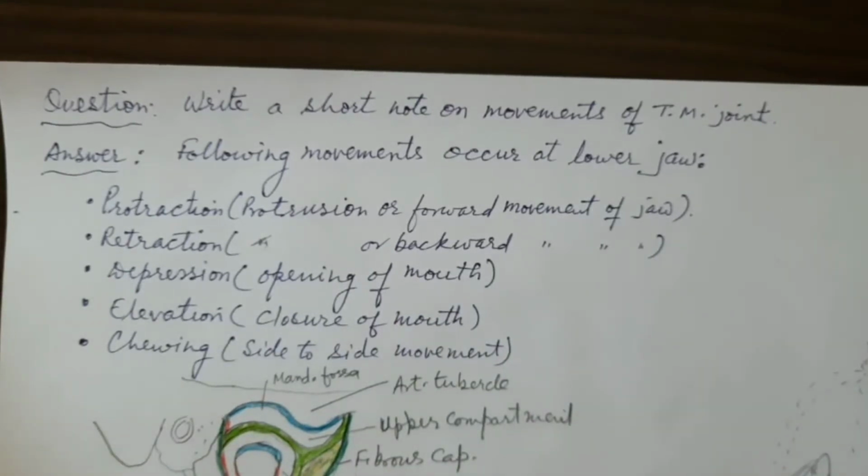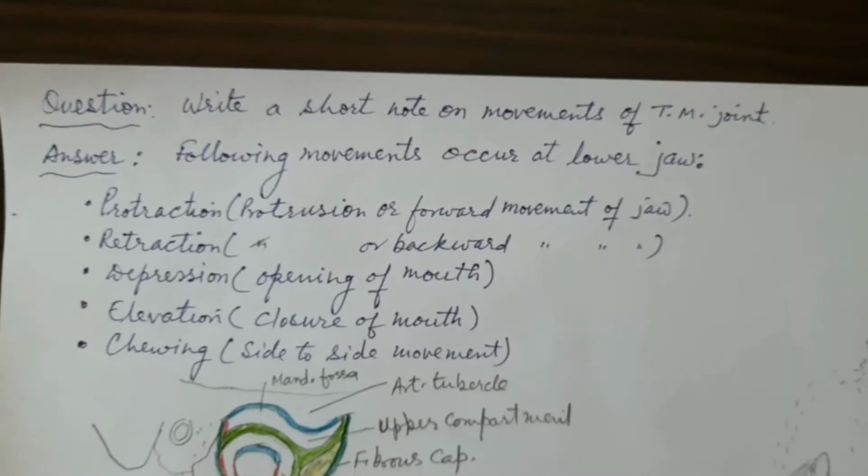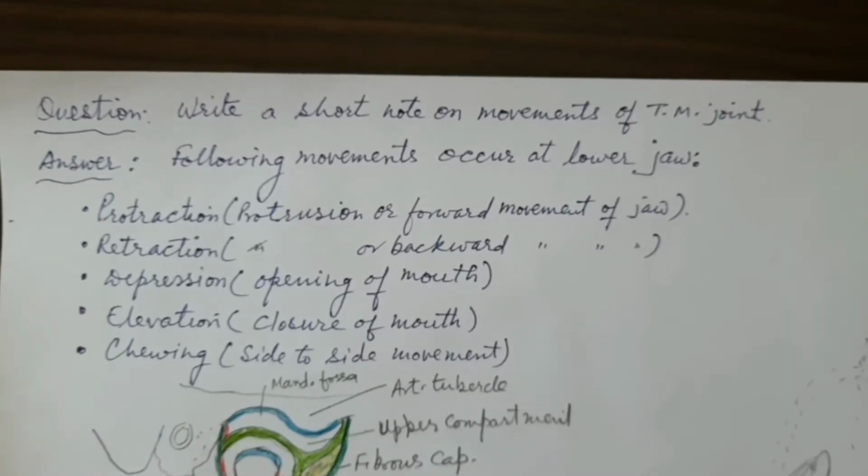Now the third movement which we will learn is the depression, and depression means where the jaw will go down. The lower jaw or mandible will go down, and this will lead to the opening of the mouth. So depression is the movement which leads to the opening of mouth, and the opposite of this is the elevation of the lower jaw. That is, when the mandible moves upward, it is the closure of the mouth, that means from the open position to the closed position of the mouth. So these are two movements, depression and elevation.